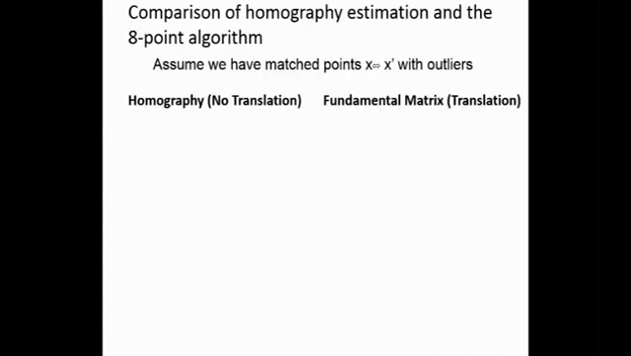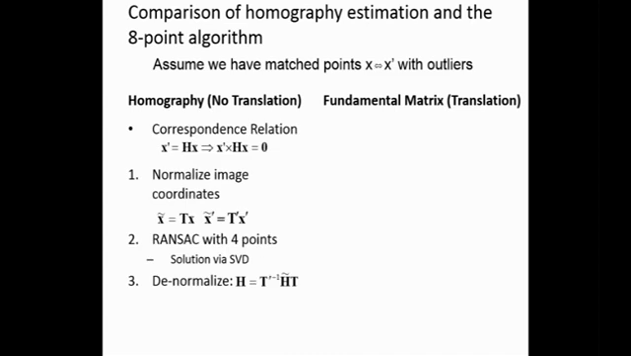Right, so I just want to summarize this so far by comparing the homography estimation and the 8-point algorithm. We assume that we have matched points, x matches x prime, with a set of outliers. We're solving for the homography, which has no translation, or the fundamental matrix, which has translation. For the homography, we would establish this correspondence relation, which is x prime equals Hx, which I could also write as x prime cross Hx equals 0. Then I normalize the image coordinates by finding the transformation for each set of images so that the average of the points is 0 and the standard deviation is 1. Then I do RANSAC with 4 points, and I can find the solution using SVD. And then at the end, I denormalize: this is the homography of the normalized points, and then I unnormalize it using these expressions here.